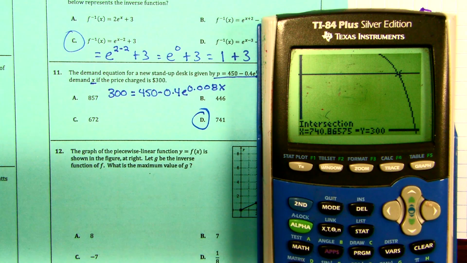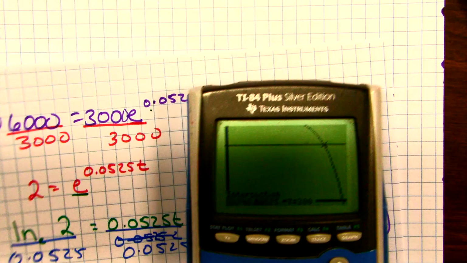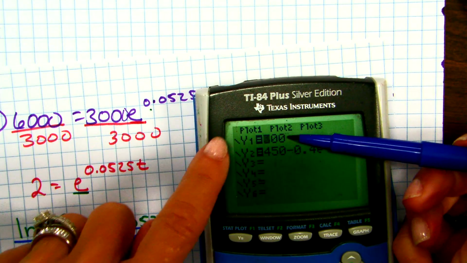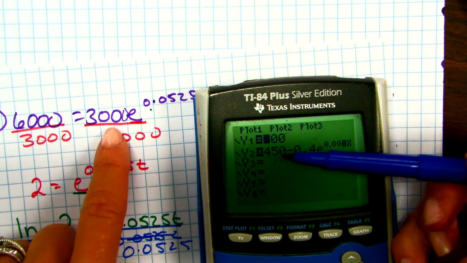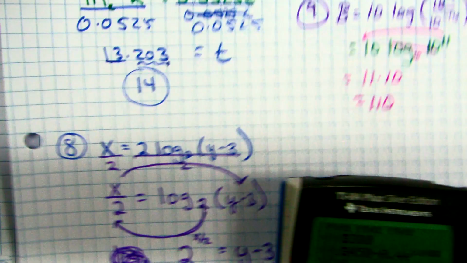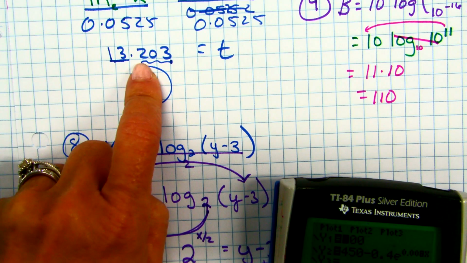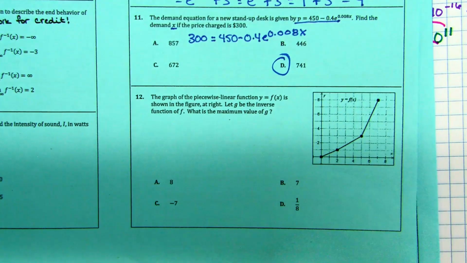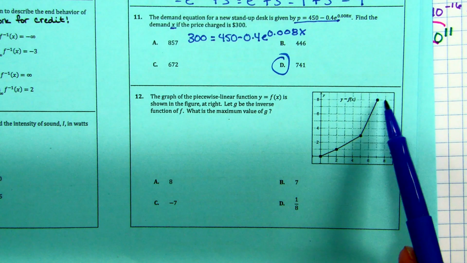You could have done the same exact method with this one, just so you know. If you didn't like that, you could have put 6,000 there, 3,000 times e to the blah, blah, blah there, changed your window, found your intersection, and you would have had x is 13.203. Either way, okay? And lastly, here's a graph of f of x.